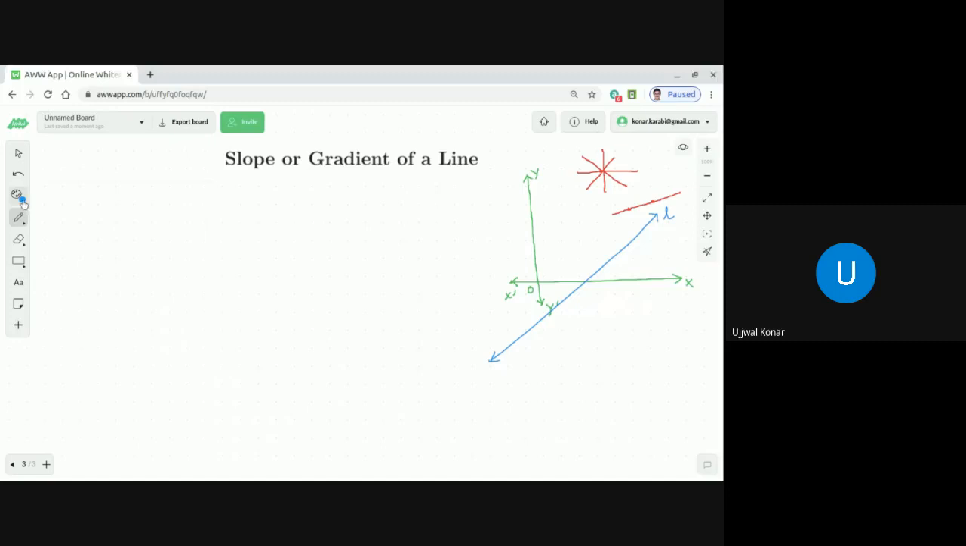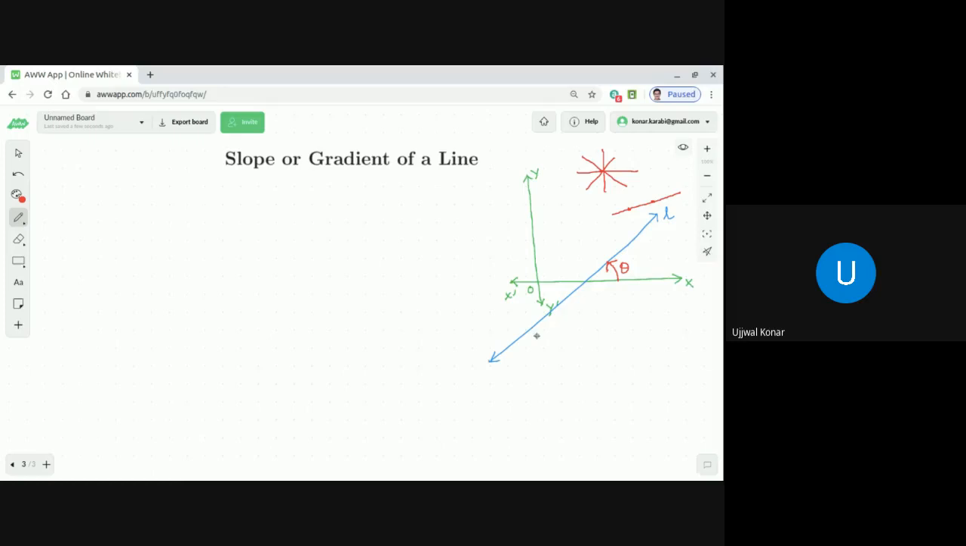Now this straight line, what is its gradient or slope? Suppose first we need to find the inclination. There is a term called inclination. Suppose this straight line L makes an angle theta with the positive direction of the x-axis. Then this theta is known as inclination. Now what is slope or gradient? Slope or gradient is nothing but tan of that inclination.